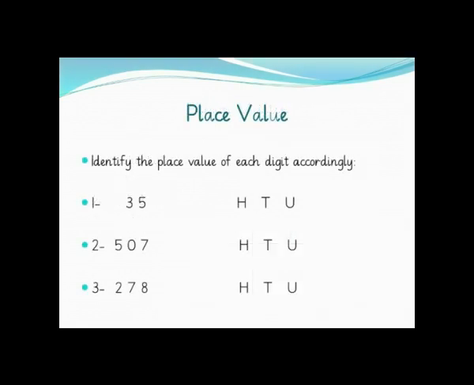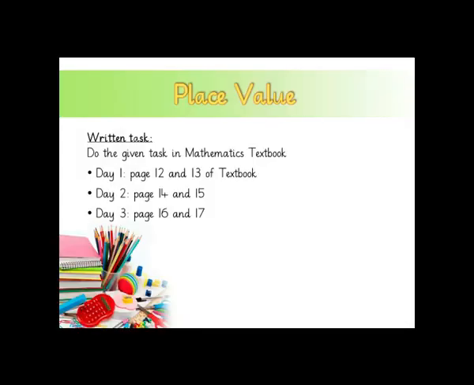Furthermore, identify the place value of each digit accordingly in the given numbers. Number 1, 35. You have to identify the position of both of the digits under the given place value abbreviations. Our second number is 507 and our third number is 278. Each of the given digits is to be written under the respective place value abbreviation.